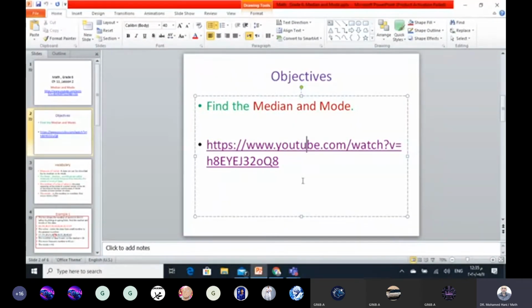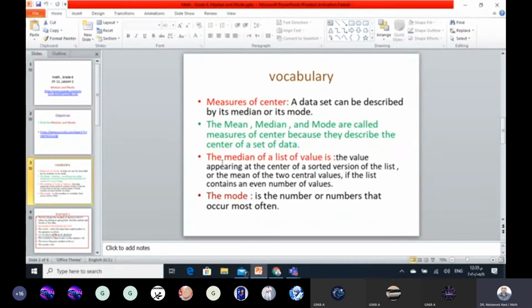So this is the meaning of median and mode. Measures of center. What's the meaning of measures of center? A data set can be described by its median or its mode. The mean, median, and mode are called measures of center. So measures of center means the mean, median, and mode, because they describe the center of a set of data.